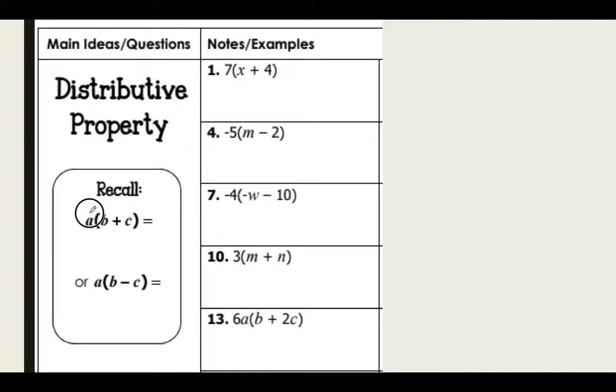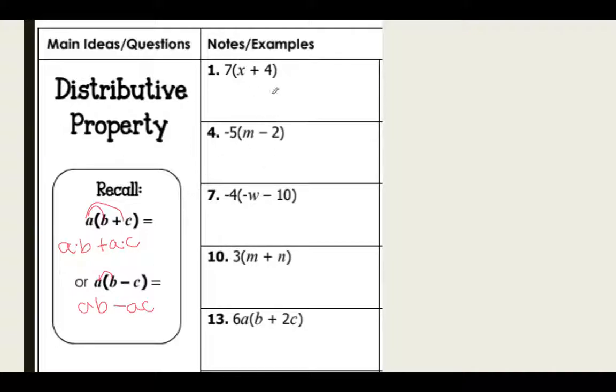So this A is going to go to B and C, so it's going to be A times B plus A times C. Same thing, but with subtraction in the middle. A times B is going to be AB. A times negative C is going to end up being negative AC. So the signs are going to stay the same in the middle unless you're multiplying two negatives. Two negatives is going to end up being a positive.